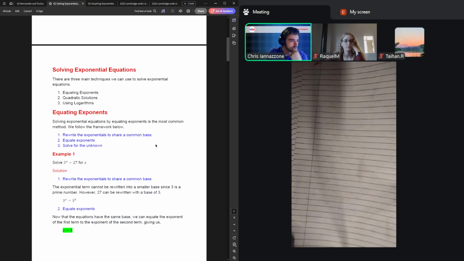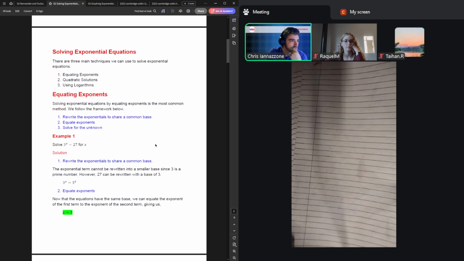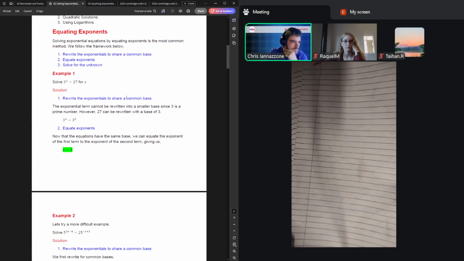Okay, next up, exponentials. First we'll look at how to solve exponentials, and then we'll look at some of the basics around graphing them. There's 3 main techniques that you can use. The logarithms one we'll look at later. Mainly you're going to be looking at either equating exponents or using a quadratic solution.